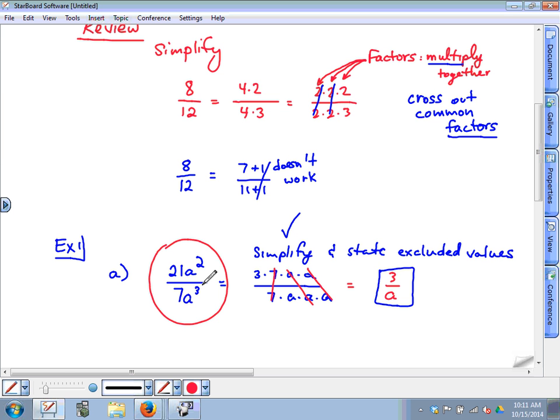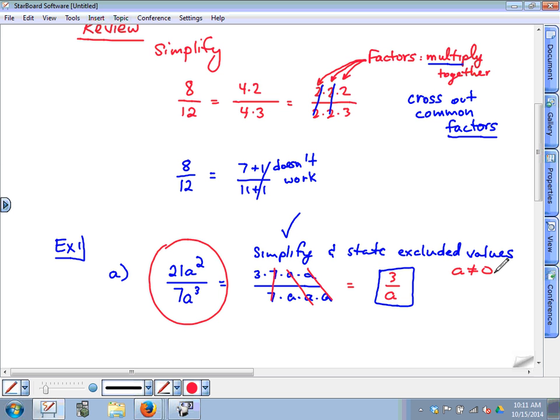A cannot equal 0. That's all you do. Why can't a equal 0? It would make the denominator equal 0, which is no good. You can't divide by 0. So you would state the simplified form, which is 3 over a, and then you state the excluded value, which is a cannot equal 0. That's all. Okay? Questions on that one?